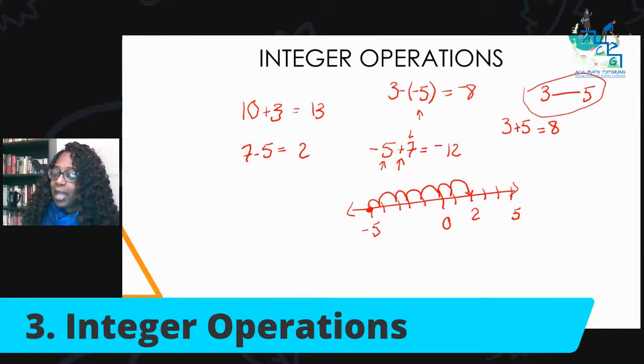All right. So let's try something a little more advanced. If you are in Algebra 1 and Algebra 2, you're going to have something like this: 3x minus the 7x plus 9.